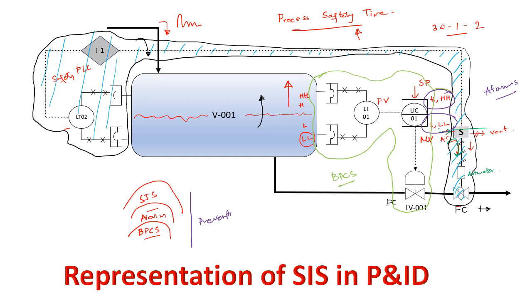Suppose even after that action, the disturbance becomes so fast that the level still goes toward the lower side. Then there is no possibility of any other prevention mechanism. There can be some mitigation layers, such as a fire and gas system, or some dike wall kind of thing. So they are mitigation layers. All of these things are called layers of protection, right?